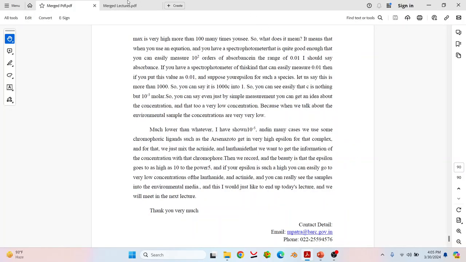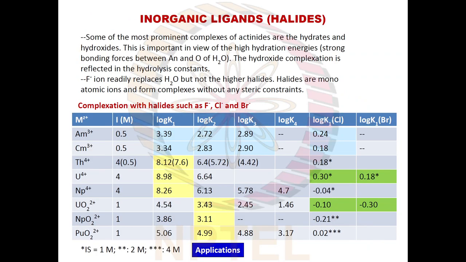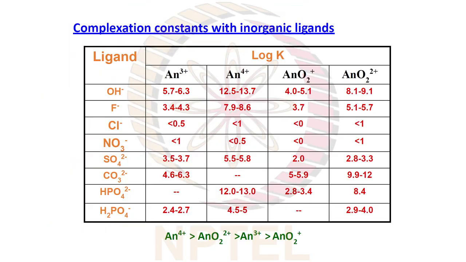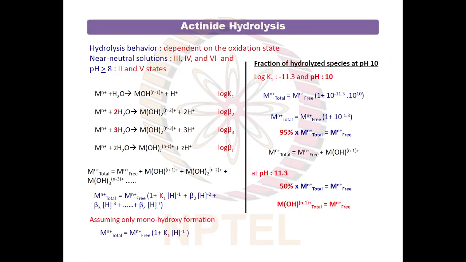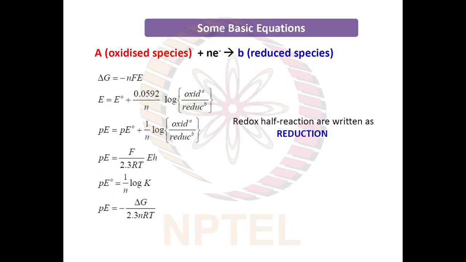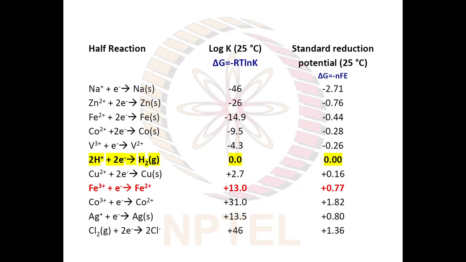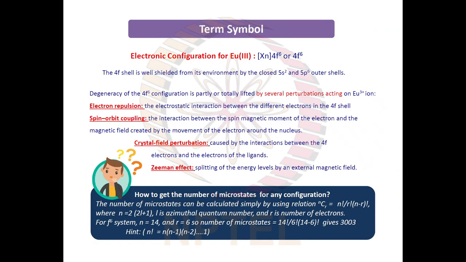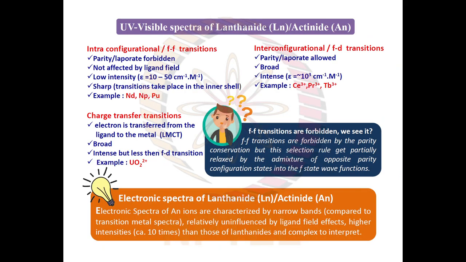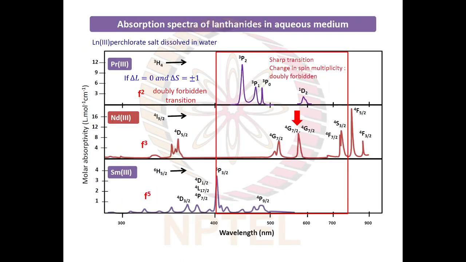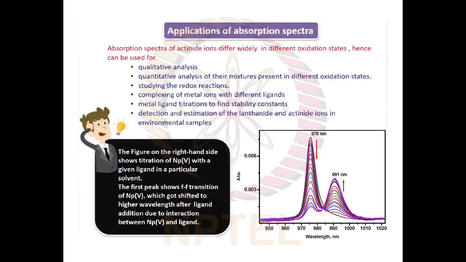Talking about the lectures which have been taught, we go through these slides: complexation and determination methods, factors, then halides, inorganic ligands, phosphates, carboxylates, then using alpha-HIB elution time, and then aqueous chemistry, actinide hydrolysis, and then comes the Eh concept, pe concept, what is pe, pe definition, how do we generate pe, what is the thermodynamics, then the different values and the factors affecting pe, then spectroscopy, term symbol, then luminescence of Eu3+, lanthanide versus actinide, UV-visible spectrophotometer used for studying lanthanides and actinides, how do we calculate the energy, absorption spectra, and colors of different aqueous solutions, then visible-near-IR spectra of different actinides and their applications.